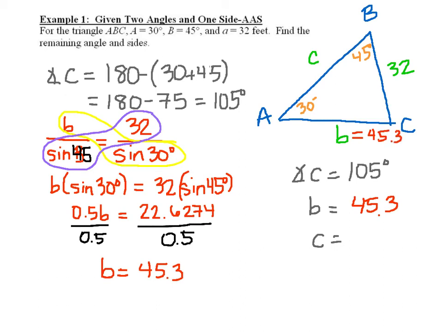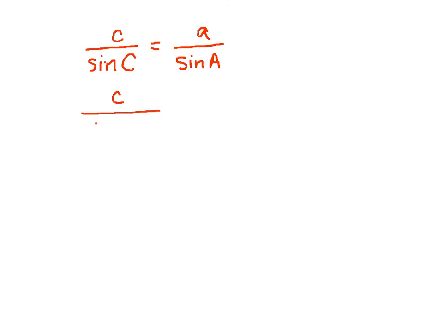Now that we know two of our sides and all three of our angles, we can find side C the same way we found side B. We're going to find side C over the sine of C, and we'll set that equal to A over the sine of A again. So if we plug these values in, C we don't know, over the sine of 105 degrees, is equal to our side A, which is 32, over the sine of 30.